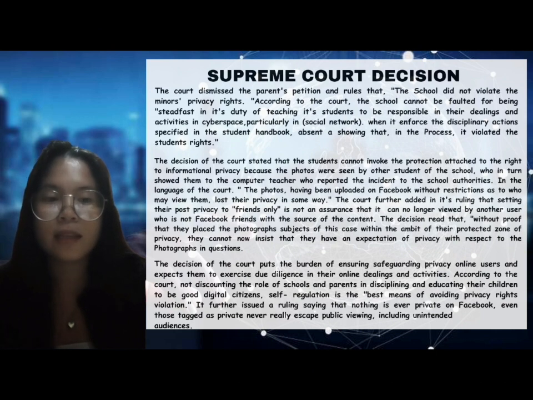According to the court, not discounting the role of schools and parents in disciplining and educating their children to be good digital citizens, self-regulation is the best means of avoiding privacy rights violations. It further issued a ruling saying that nothing is ever private on Facebook, even those tagged as private never really escape public viewing, including unintended audiences.